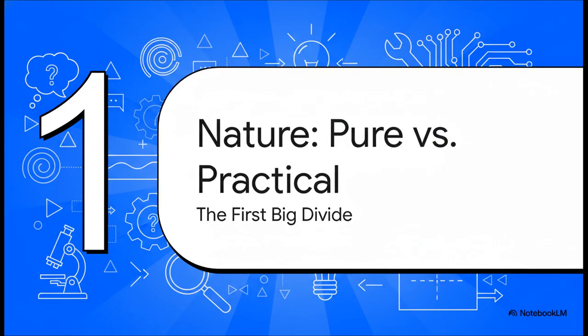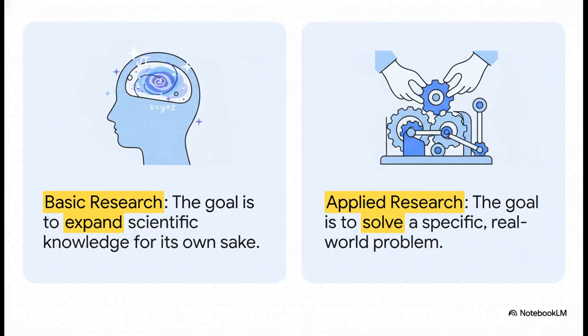So let's start with that first big divide in our toolbox. And this one is all about the why. Why are we even asking the question in the first place? Is the goal simply to know more, or is it to fix something very specific? This is the fundamental question that splits all research into two main camps. And here they are, basic versus applied research. Basic research is really all about discovery, just expanding what we know about the world simply for the sake of knowing it. Applied research, on the other hand, rolls up its sleeves and gets to work on a specific real-world problem that needs a solution.